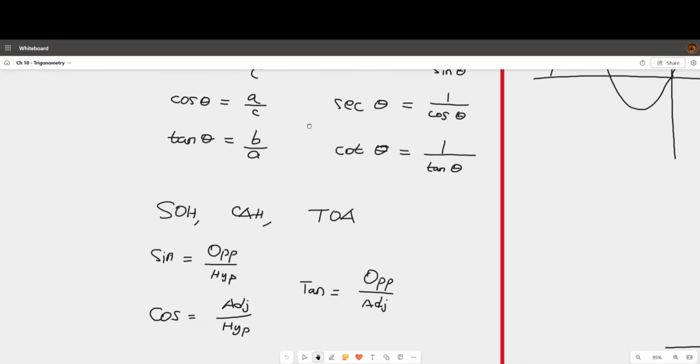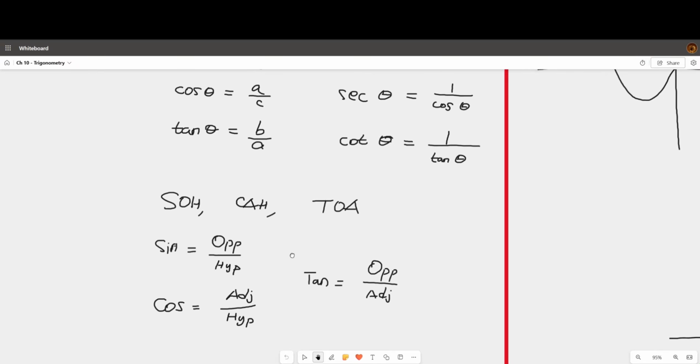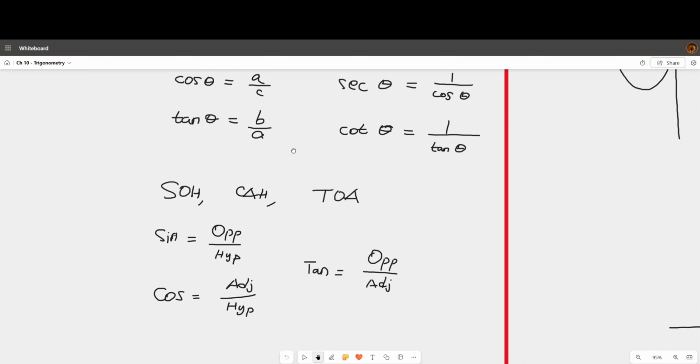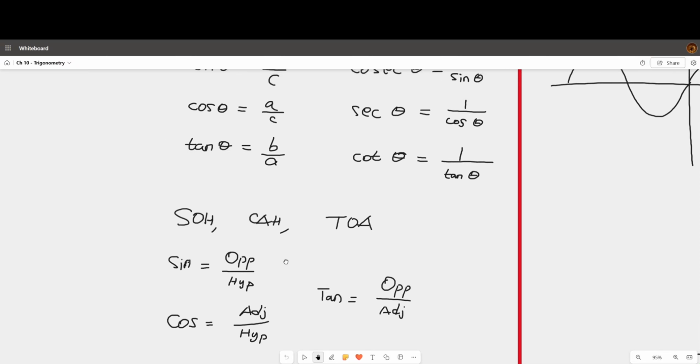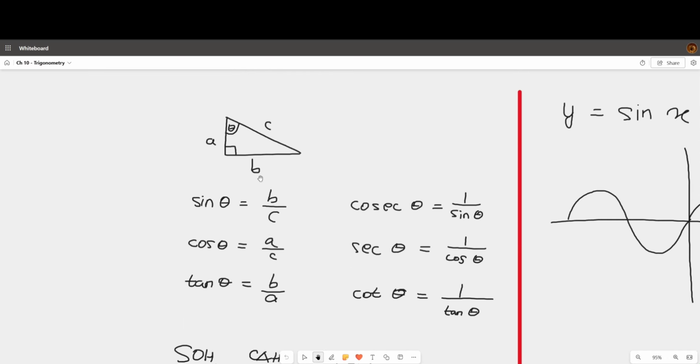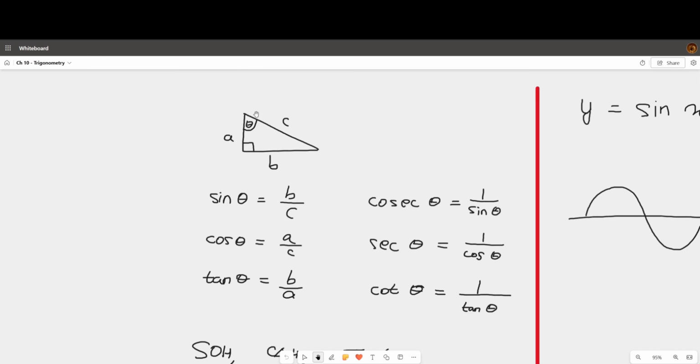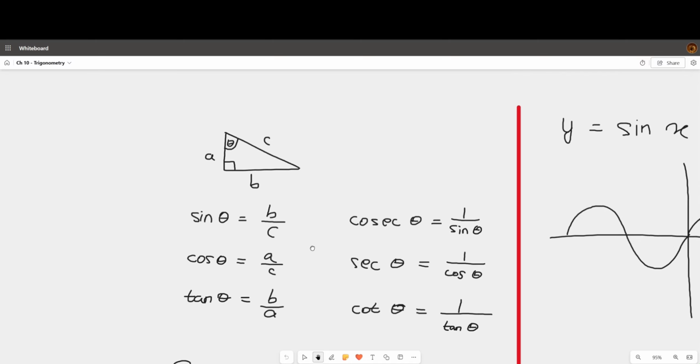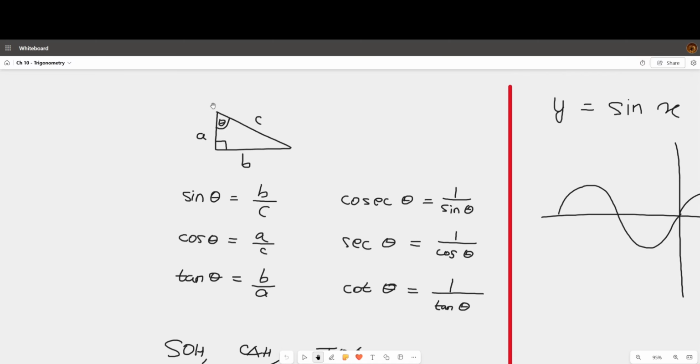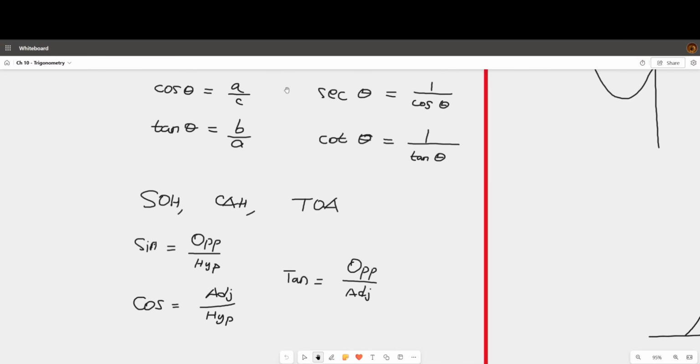So an easy mnemonic to remember the trigonometric functions is that sine is the opposite, so opposite to the angle, divided by the hypotenuse, which is c. Cos is the adjacent, so adjacent side to the angle is a, divided by the hypotenuse, and then tan is opposite by adjacent. So you say SOH CAH TOA: opposite by hypotenuse, adjacent by hypotenuse, and then opposite by adjacent.